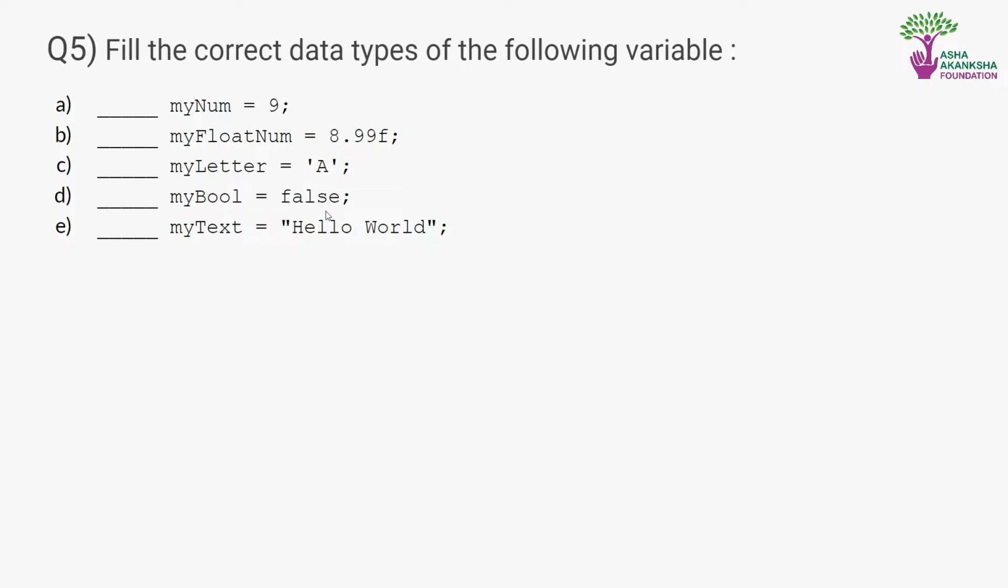Next comes myBool, false. This is a boolean, as false is a boolean value. Next, myText, hello world. This is a string, which is a combination of multiple characters.